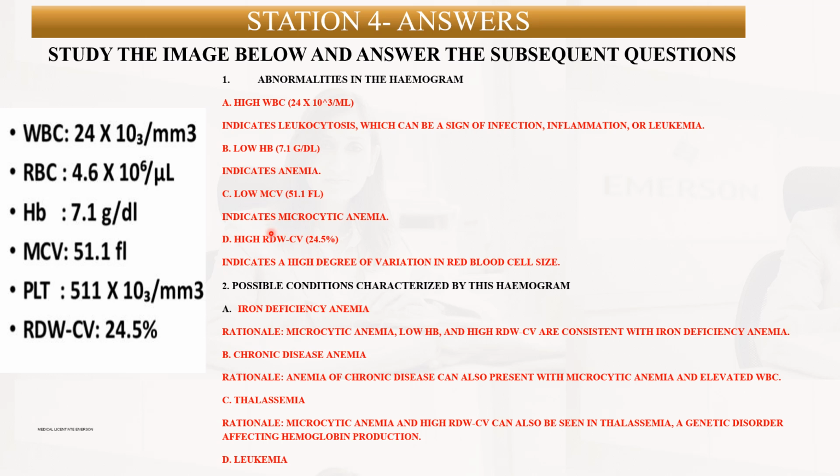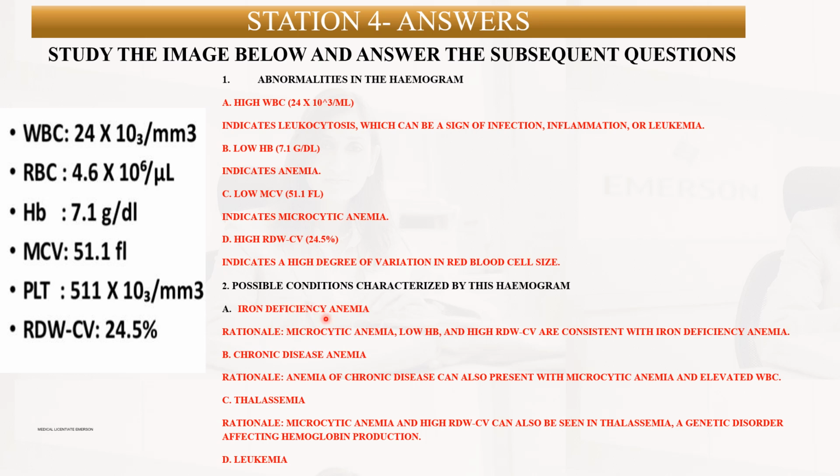Then the RDW is 24.5, which is high. So what's the rationale? What does it mean when the RDW is high? It means a high degree of variation in the red blood cell size.